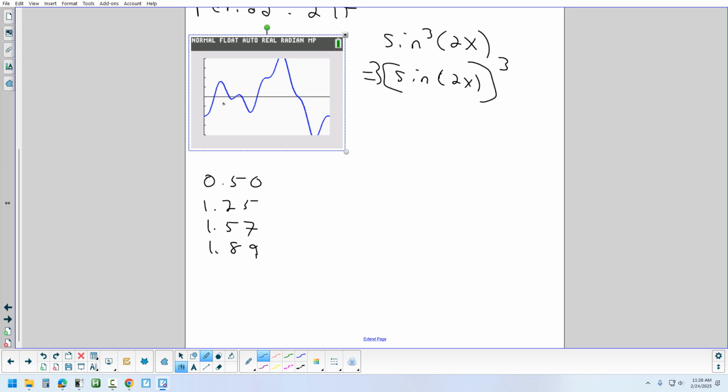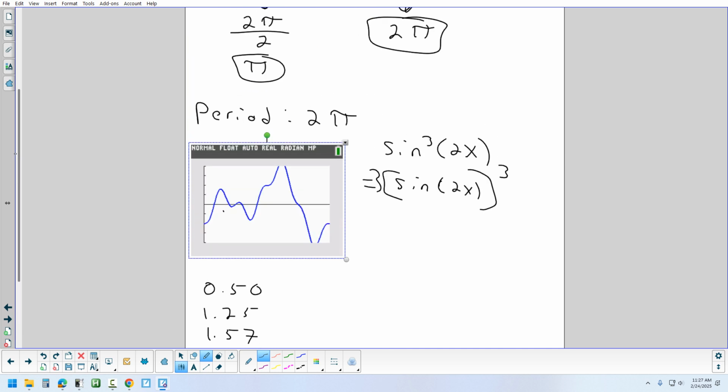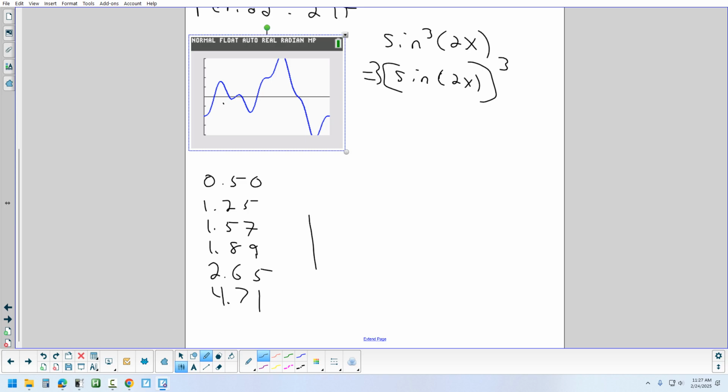So the next one is 2.65. And the last one skips to 4.71. And what do we need on each one of those answers? Plus 2 pi n. Right, I'm just not using really proper notation. I'm just going to put a big plus 2 pi n on all of them.